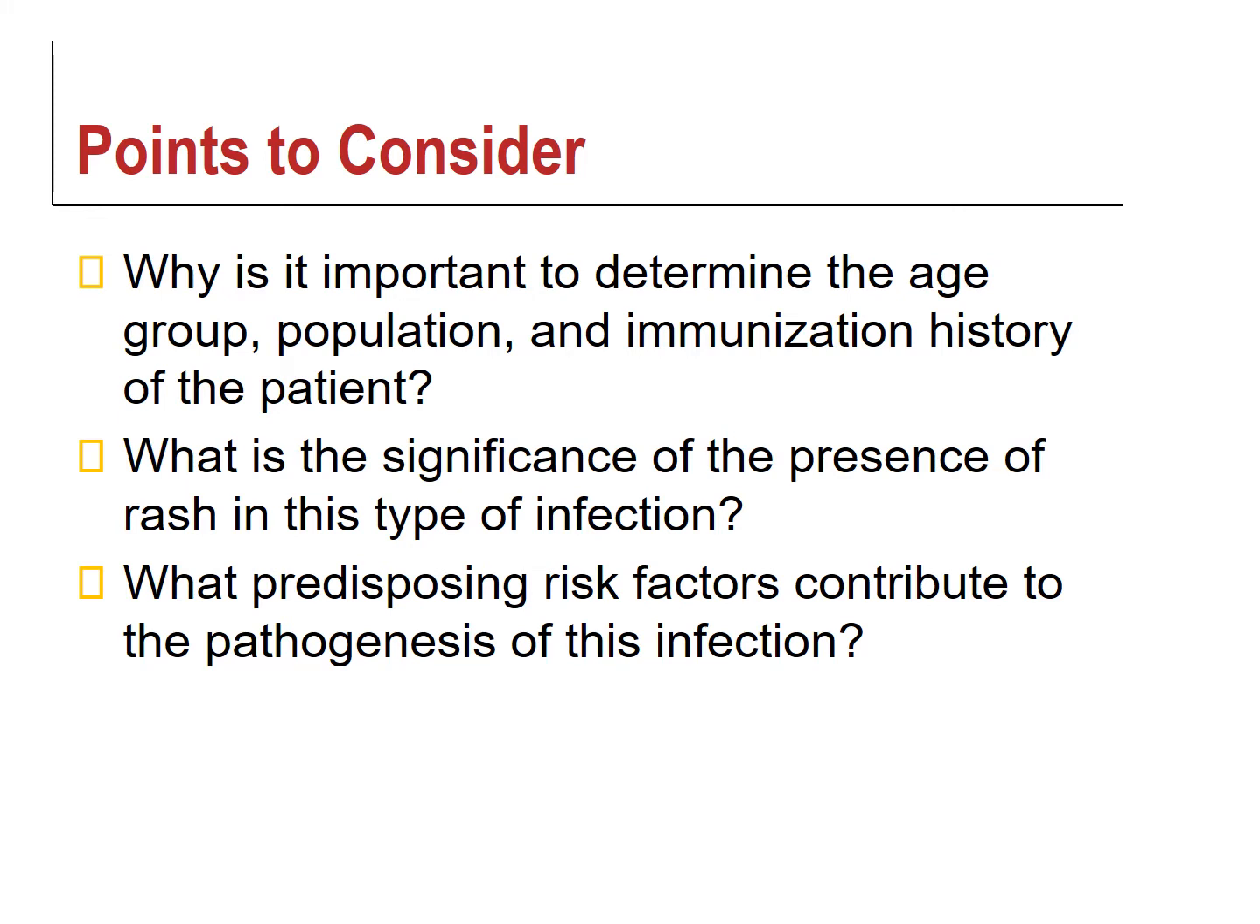So, as you go through the lesson, look and think about these few points to consider. Why is it important to determine the age group, population, and immune status and history of the patient? What is the significance of the presence of rash in this type of infection or the absence of rash in this type of infection? What predisposing risk factors contribute to the pathogenesis of this infection?